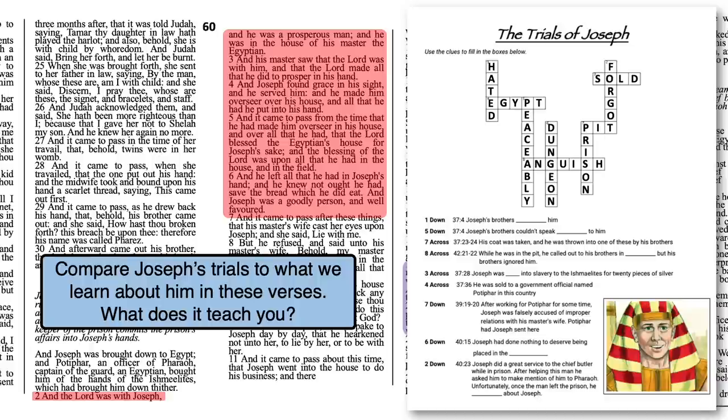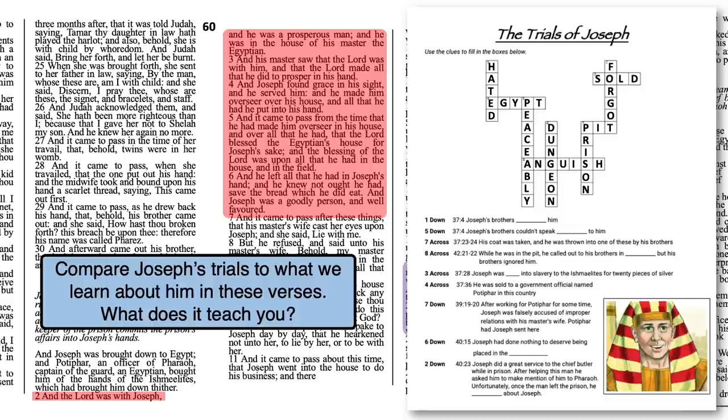After being sold as a slave to Potiphar, and the Lord was with Joseph, and he was a prosperous man, and he was in the house of his master, the Egyptian. And his master saw that the Lord was with him, and that the Lord made all that he did to prosper in his hand. And Joseph found grace in his sight, and he served him, and he made him overseer over his house, and all that he had he put into his hand. And it came to pass from the time that he had made him overseer in his house, and over all that he had, that the Lord blessed the Egyptian's house for Joseph's sake. And the blessing of the Lord was upon all that he had in the house and in the field. And he left all that he had in Joseph's hand, and he knew not aught he had, save the bread which he did eat. And Joseph was a goodly person and well favored.